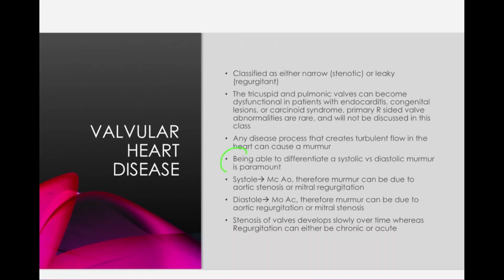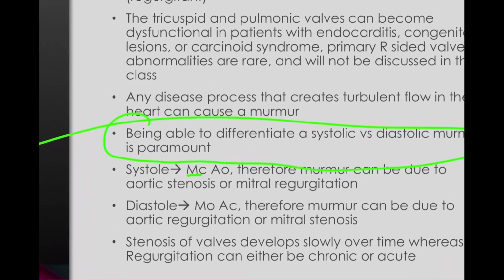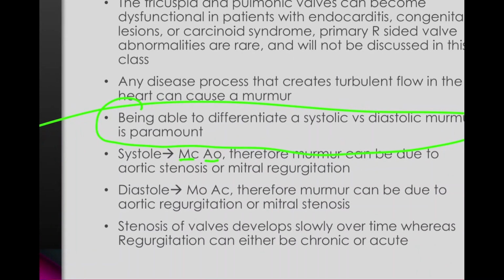So this is the important part. Being able to differentiate a systolic versus a diastolic murmur. That's the first goal when you are listening through murmurs. Is this a systolic murmur or is it a diastolic murmur? Systolic murmur, we know that during systole, the mitral valve is closed and the aortic valve is open. So therefore, the murmur is either due to aortic stenosis or mitral regurg, because that's what's going on with the valves at that time during systole. During diastole, it's the opposite. The mitral valve is open, the aortic valve is closed. Therefore, any diastolic murmur is aortic regurg or mitral stenosis.